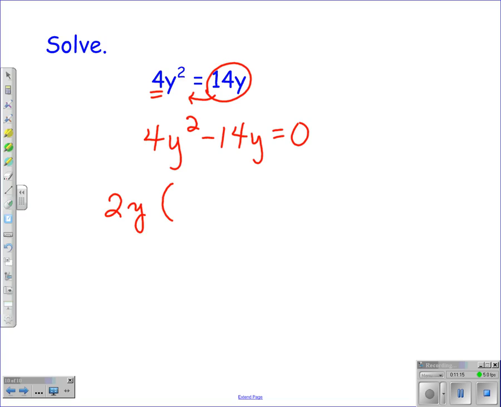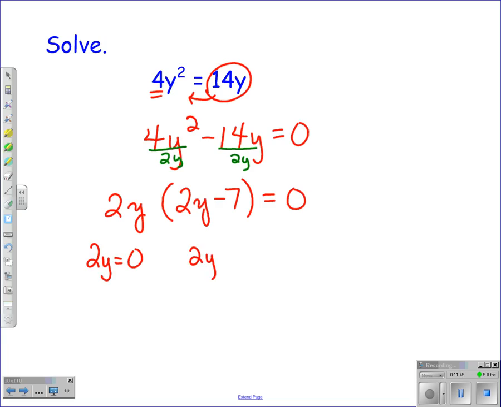Now when you look at dividing by 2y on each of these, you have 4 divided by 2 is 2, y squared divided by y is y. Negative 14 divided by 2 leaves you with a negative 7, and y divided by y is 1, so we are done with that part of the factoring. Once you've factored, again, we're going to use that zero product property. We'll set our monomial factor equal to 0. We'll set our binomial factor equal to 0.